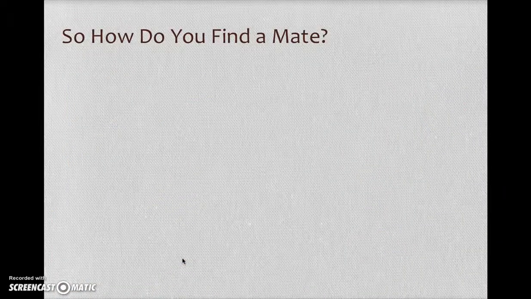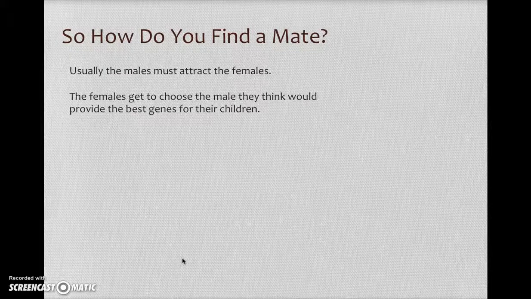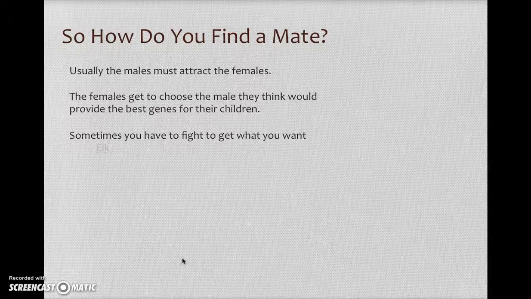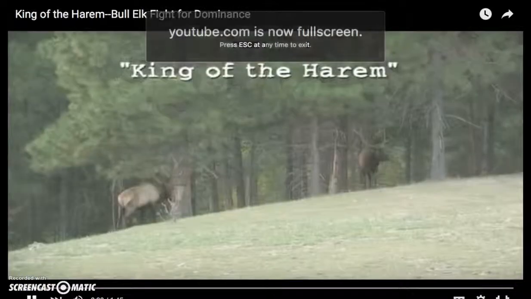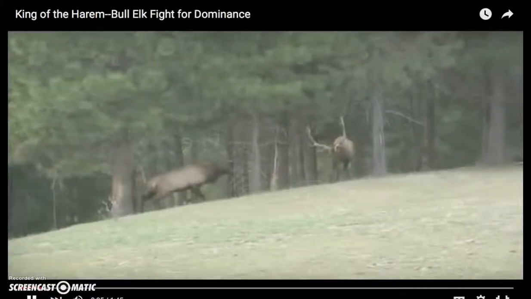So let's talk about how it is that animals find their mate. Now this is fun. There's a few different ways. Usually the males must attract the females. Females then get to choose the male they think would best provide genes, good strong genes for their children. Sometimes the males have to fight to be able to get what they want. He has fought all challengers and won, in fights that are sometimes to the death.